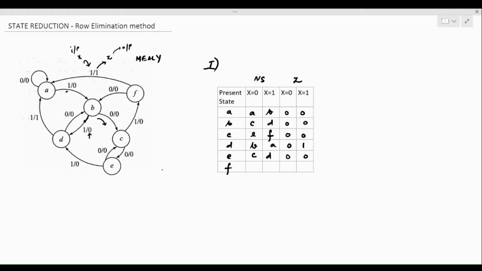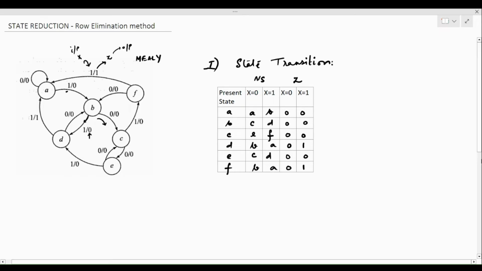Finally, state F. For state F, when the input is 0, it goes to B, the output is 0, and for 1, it goes to A, and the output is 1. So this is the first step where we have formed the state transition table.